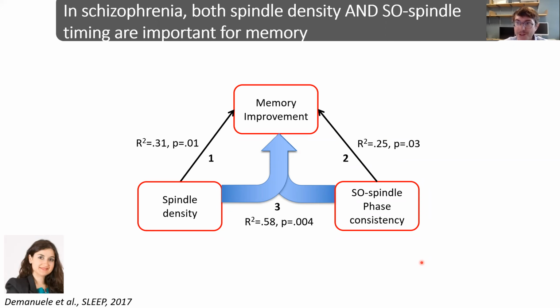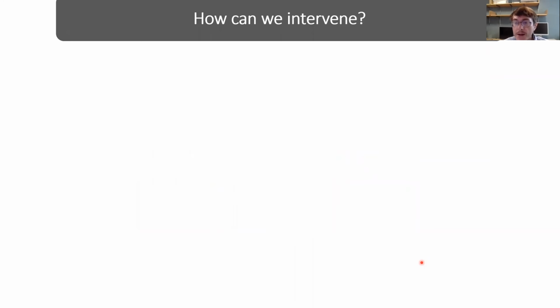I'll leave it at that in terms of this relationship with coordination, but it's something to think about that I'll go to after this. So the question then is, can we intervene on this? Are there different interventions that might be able to increase spindles, increase slow oscillation, improve sleep, and hopefully improve memory? And not surprisingly, perhaps, the answer is yes, there are ways to do this.